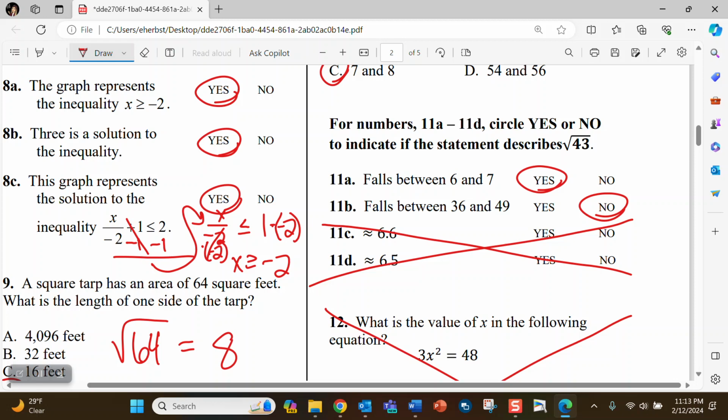For question 11, you can cross off the bottom two. Unfortunately, I forgot to remove those two problems from the test as well, but you can go ahead and give it a shot and see how you do. But for 11a, yes, the square root of 43 falls between 6 and 7, not between 36 and 49. Remember, that's 6 and 7 squared. So the answers for 11 are yes and then no.